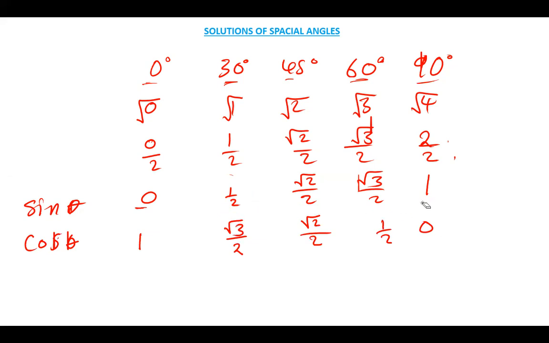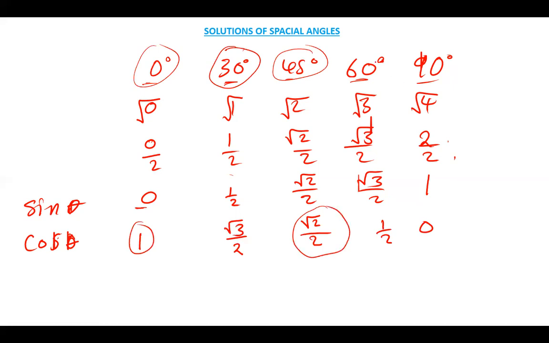So this is exactly what you're supposed to do. If they ask you to find sine 0 degrees, the answer is 0. Cos 0 degrees, the answer is 1. Cos 30 degrees, the answer is root 3 over 2. Cos 45 degrees, the answer is root 2 over 2. Cos 60, the answer is 1 over 2. Cos 90, the answer is 0. So this is how you find solutions of special angles.